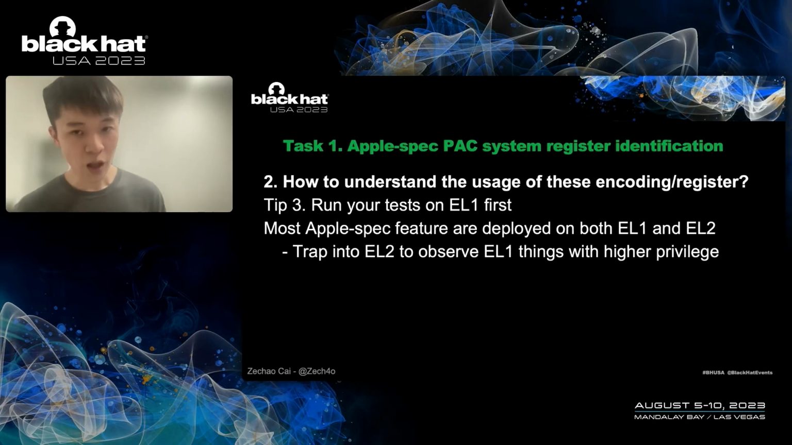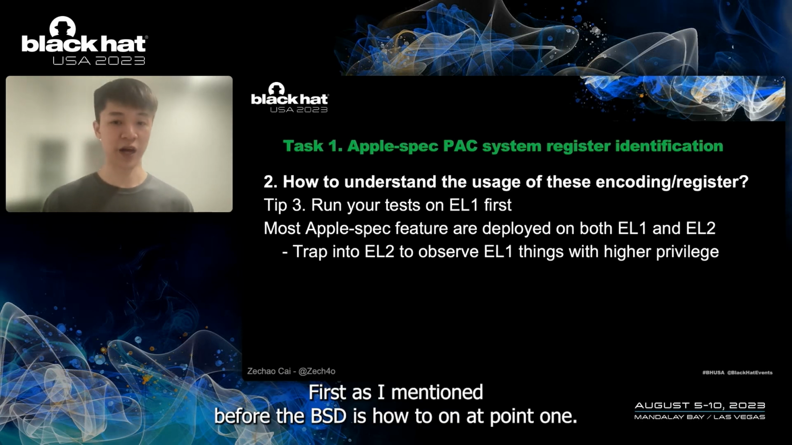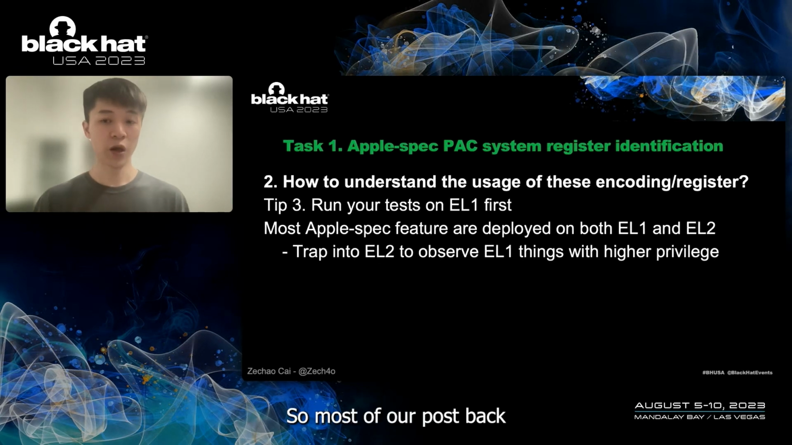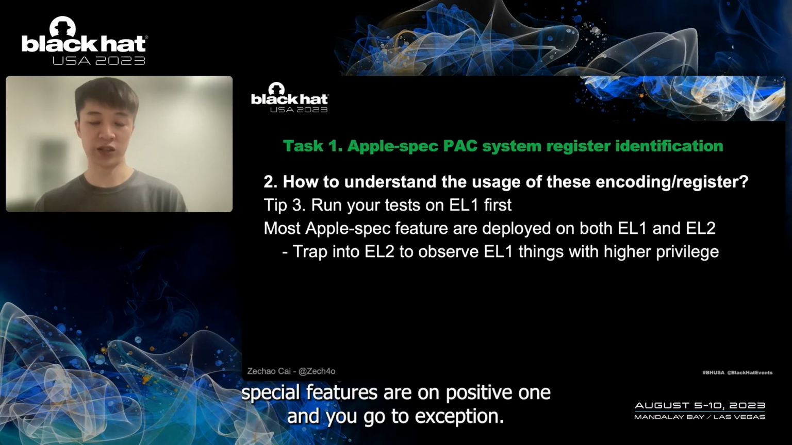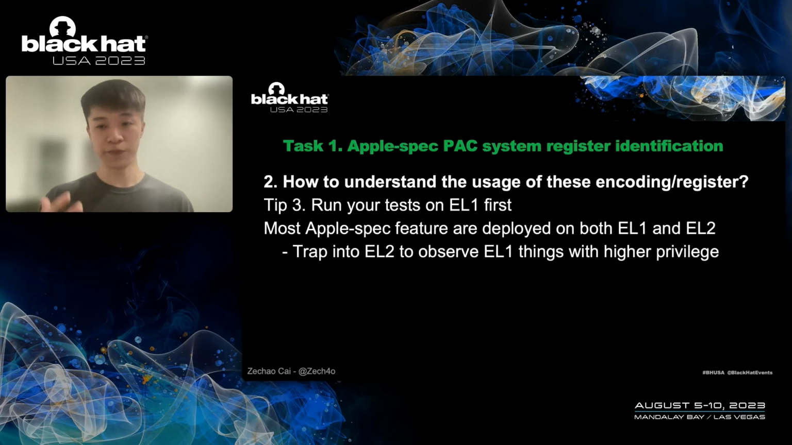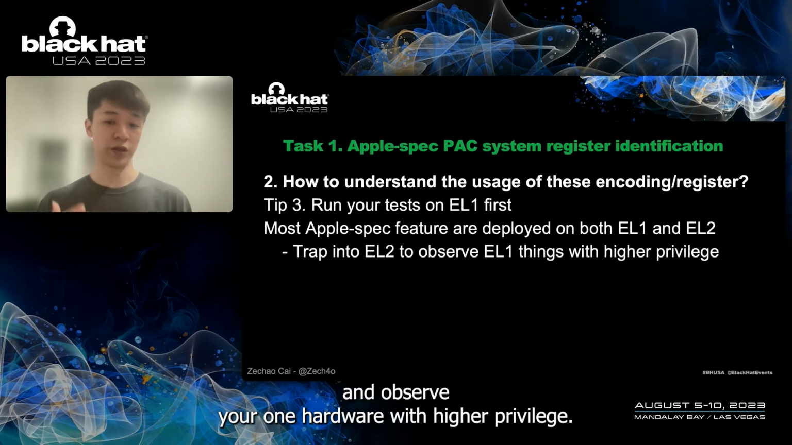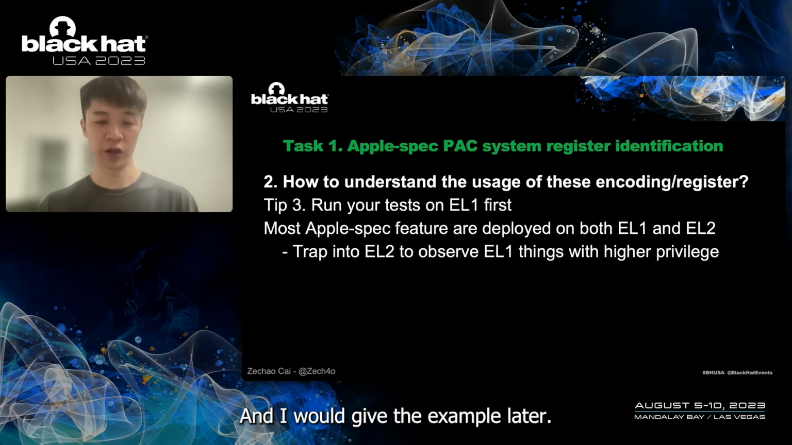And tip 3 is that you can run your test on your EL1 exception level first. As I mentioned before, VHE is hardware on Apple M1. So most Apple-specific CPU features are deployed on both EL1 and EL2 exception levels. Running your test on EL1 is a very useful trick because you can trap to the EL2 exception level and observe the EL1 hardware with a higher privilege. I will give an example later.